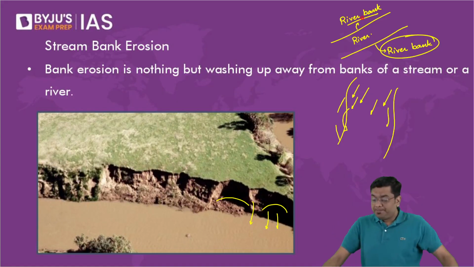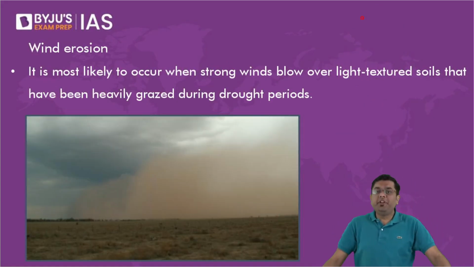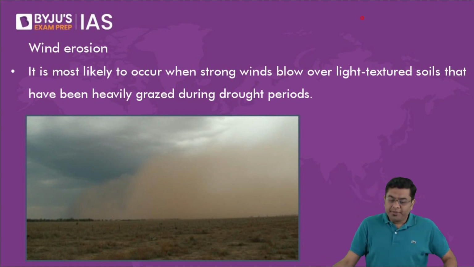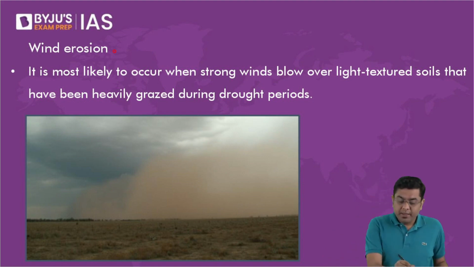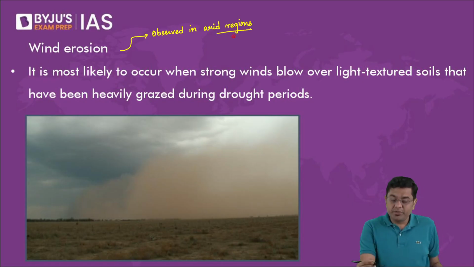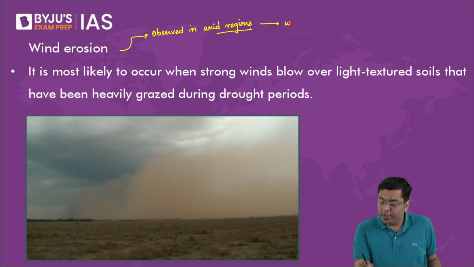Now, after this, we have wind erosion. Wind erosion is observed in arid areas or arid regions, that is, the very dry regions. And here, why only in arid areas? Because it is here that the wind velocity will be very high.